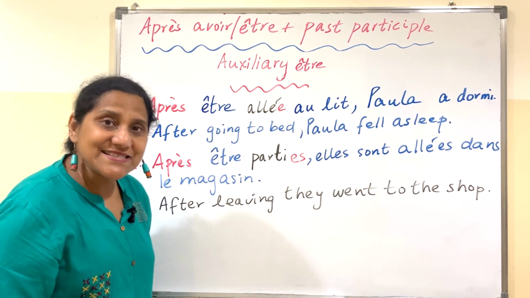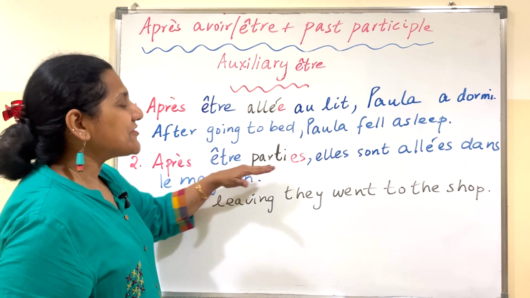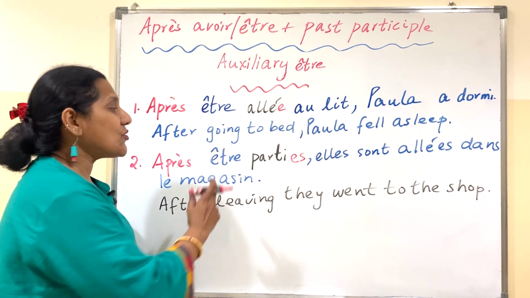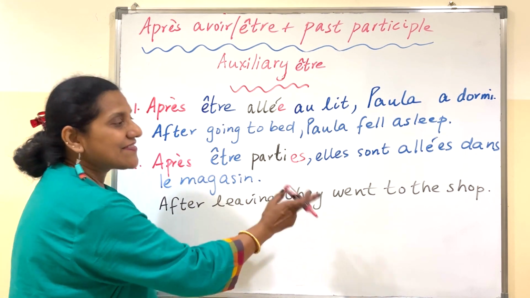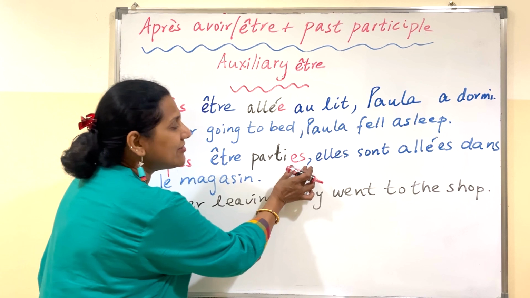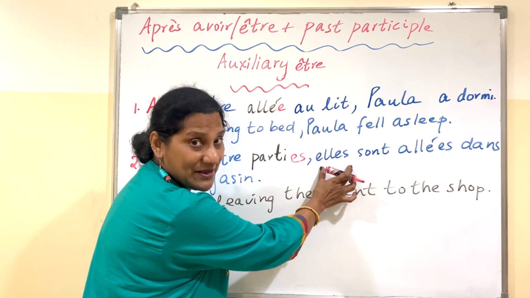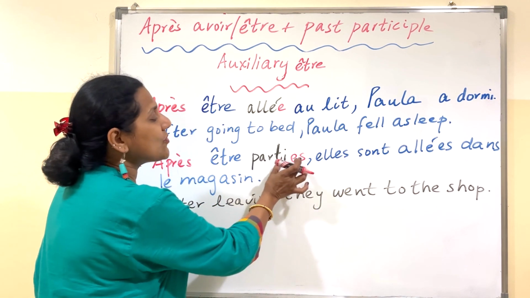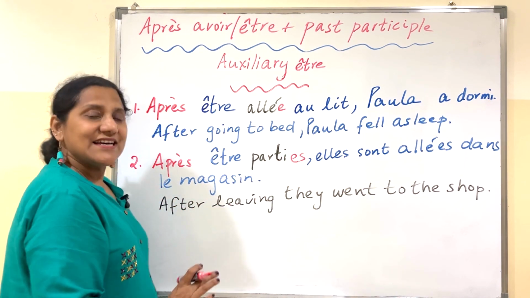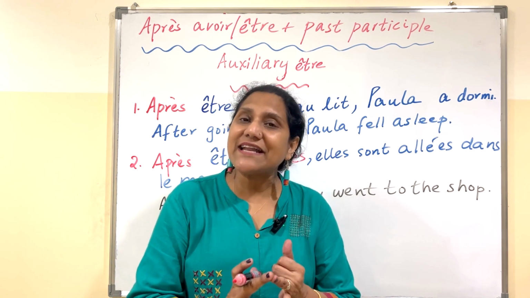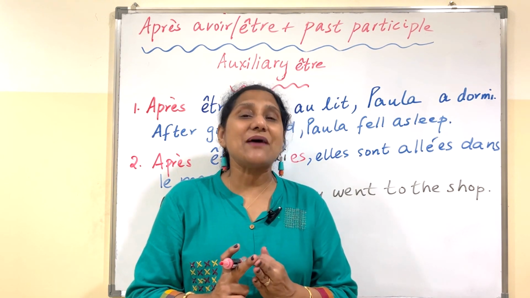Let's take another example. Après être parti, elles sont allées dans le magasin. So, after leaving, they went to the shop. Again, here we've got parti. Elles is plural, that is feminine plural, so we need to add es. So, this was après plus the auxiliary avoir or être plus the past participle.